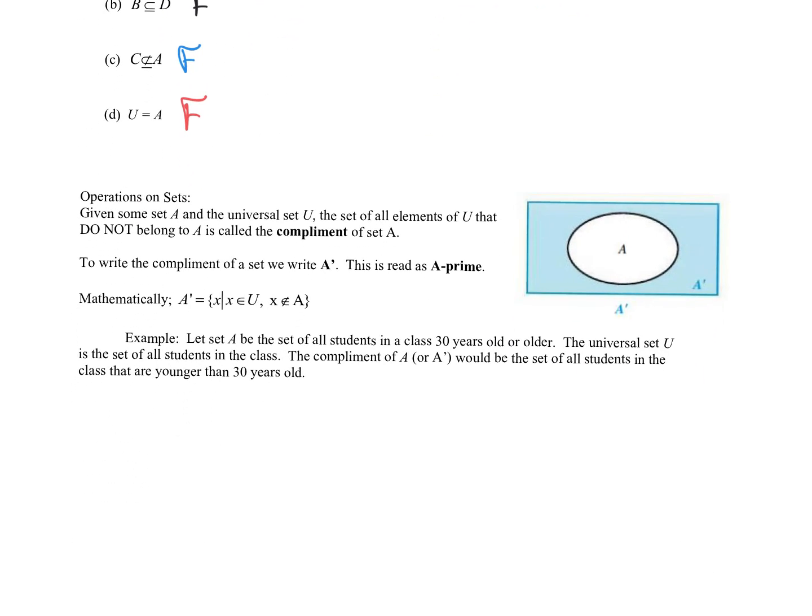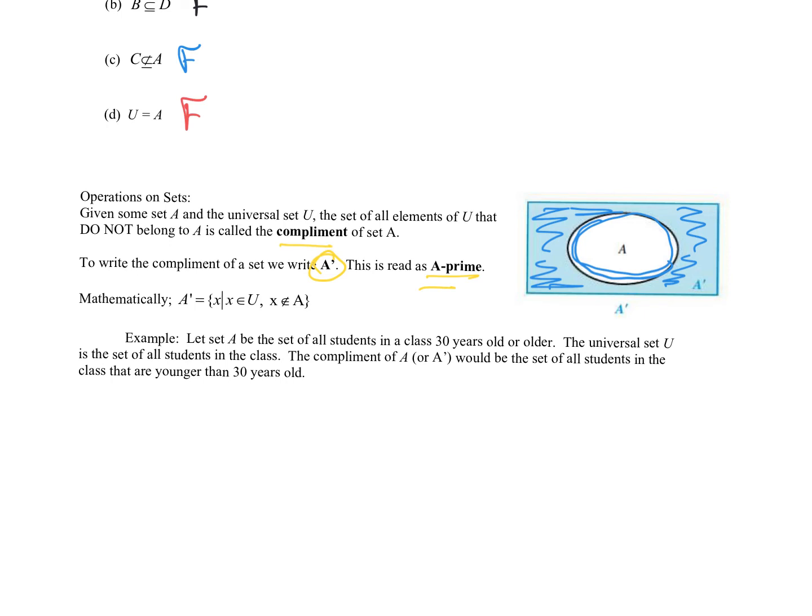So there are certain things we have with sets. One of those is called a complement, which is written like this right here, and read as A prime. And so what that means is that if I am the complement, I'm all the other stuff. So if this right here is my A, then everything outside of it is called A prime, or the complement of A, because it's stuff that is not inside of A.